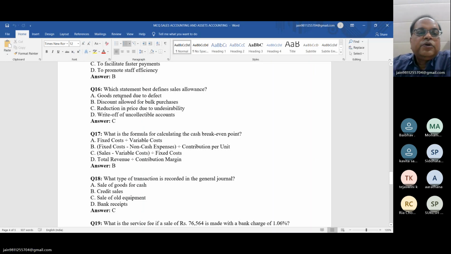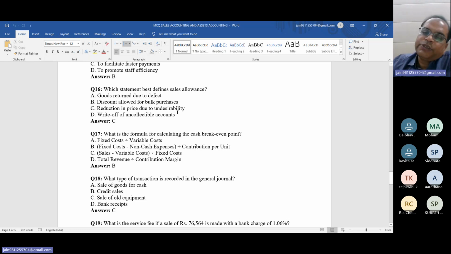Goods return. Which statement best defines sales allowance? Goods return due to defect. This is called the sales return. Discount allowed for bulk purchase. This is also not. Reduction in price due to undesirability.